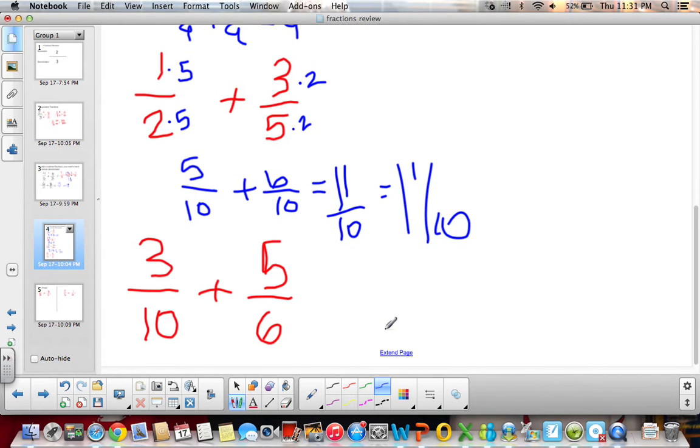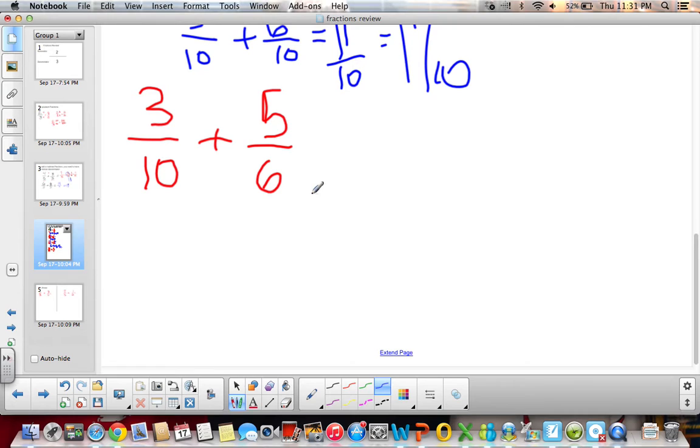Okay, 3/10 plus 5/6. Okay, I know that they both go into 60 because 10 times 6 and 6 times 10 is 60. I also know that they both go into 30. So I'm going to do 10 times 3 because 10 times 3 equals 30. 3 times 3 is 9. And then to get to 30, I have to do 6 times 5 and then 5 times 5.